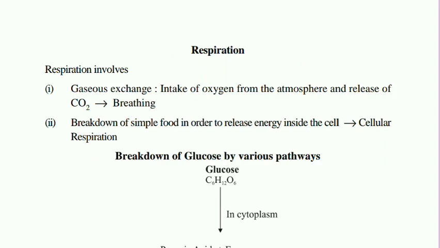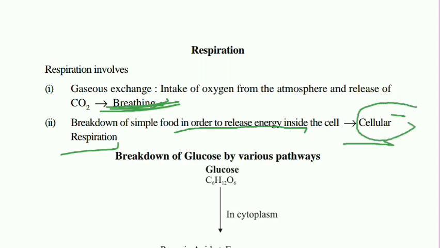After this intake of oxygen, the oxygen is used to release energy inside the cell, and this process is known as cellular respiration. So respiration is divided into two steps: breathing and cellular respiration. Breathing is also called external respiration, in which oxygen is taken in and transported to the cells. When this oxygen is absorbed by the cells, it is then used in breaking down food to release energy. This is also known as cellular respiration.